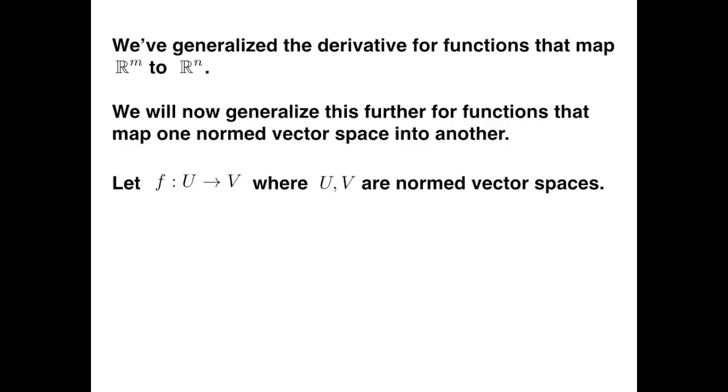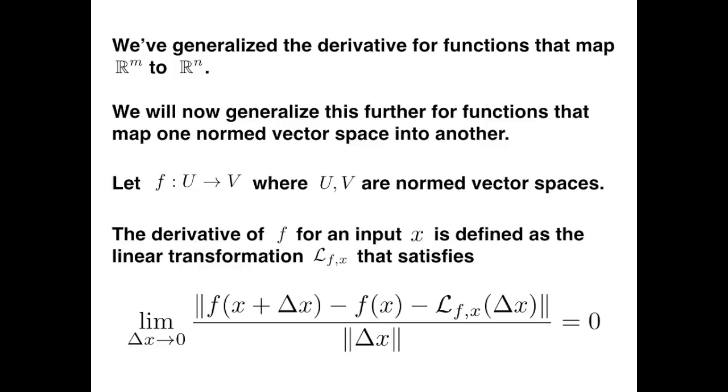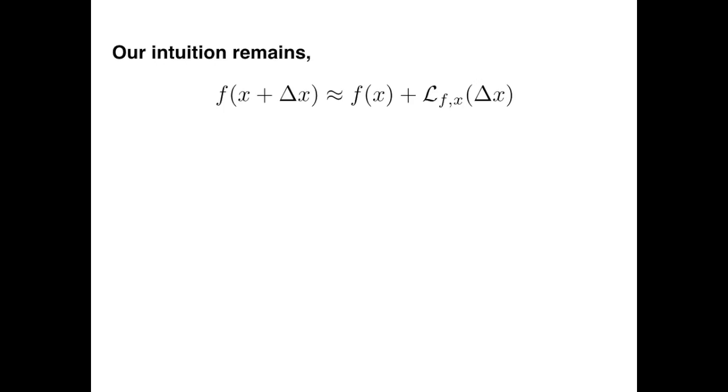So let f map u to v, where u and v are both normed vector spaces. The derivative of f for an input x is defined as the linear transformation L sub fx that satisfies the following. The limit as delta x approaches 0 of the norm of f of x plus delta x minus f of x minus the linear transformation applied to delta x, divided by the norm of delta x, is equal to 0. With this definition, our intuition remains. F of x plus delta x is still approximately equal to f of x plus the linear transformation applied to delta x when delta x is small.